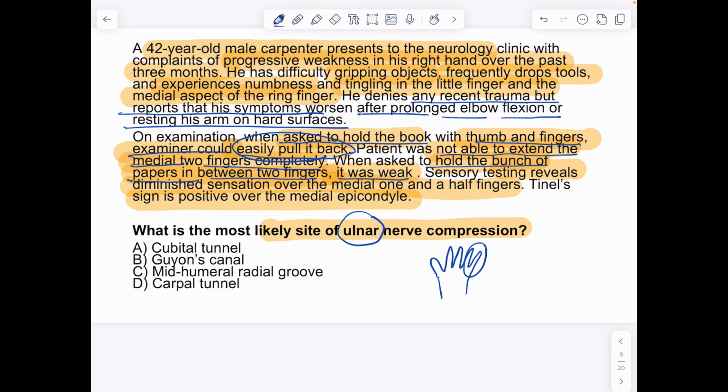Now it is time to decide where exactly. Sensory testing reveals diminished sensation over the medial 1.5 fingers. On this basis, you can say that the ulnar nerve is likely to be affected at the higher level, that is the cubital tunnel, because of the loss of sensations. Had there been an involvement at Guyon's canal, there would not have been any loss of sensations. So hopefully the answer for this question is clear.